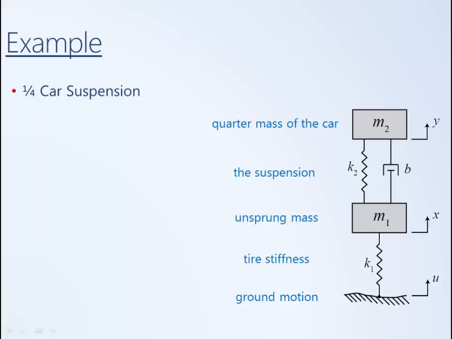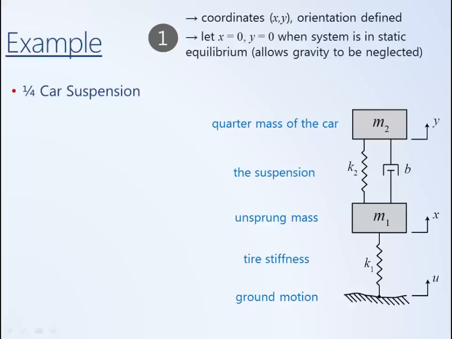Following the procedure put forth, the first step is to identify coordinates. In this case, we are identifying the motion or the displacement of M2 with the variable y, and the motion of M1, the unsprung mass, with variable x. That's their displacement. And we've defined up to be positive. In this case, and in general in this course, we're going to choose that x equals 0 and y equals 0 when the system is in static equilibrium.